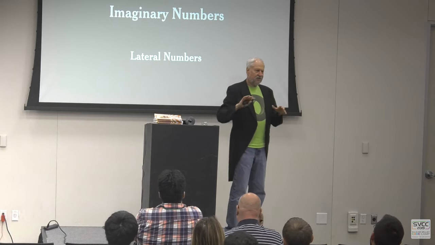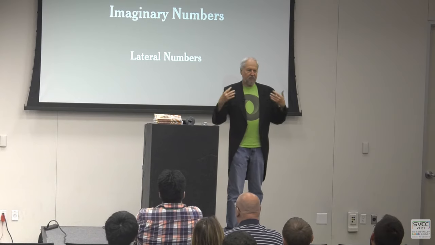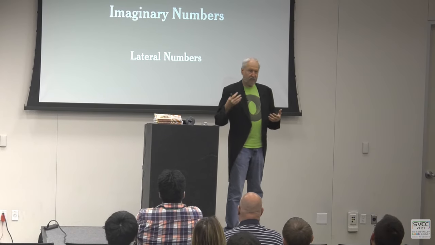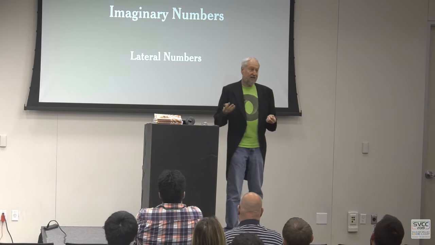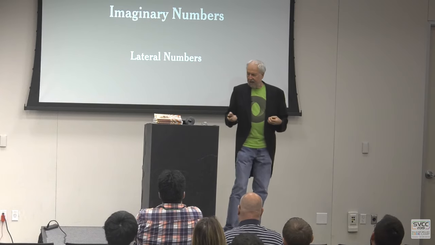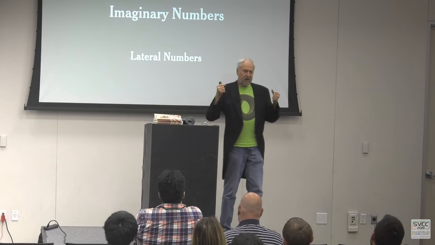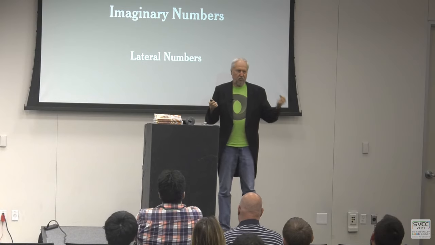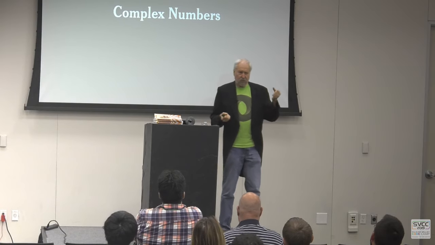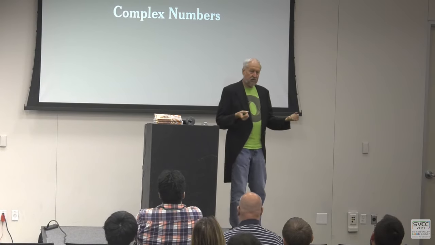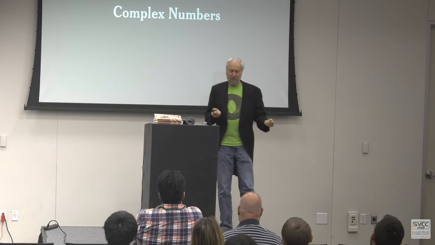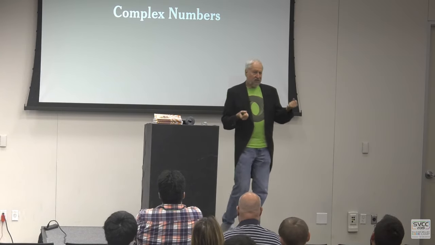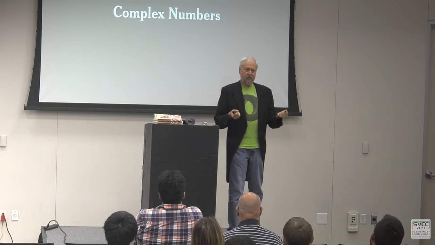Now, Gauss said, these aren't imaginary, we should give them a better name. And he suggested calling them lateral numbers, which I think is a great idea, and that's what I want to call them. And if you have a pair of numbers, where one is real and one is imaginary, you get what we now call a complex number, which again I think is an awful name. Because they're really not complex, it's just a pair of numbers.